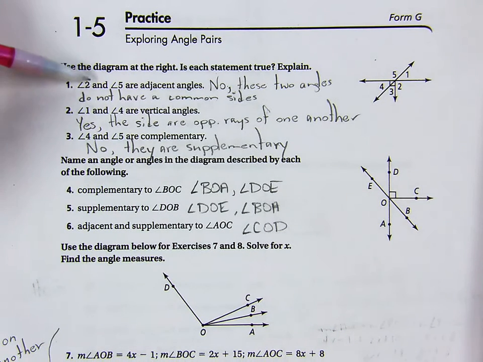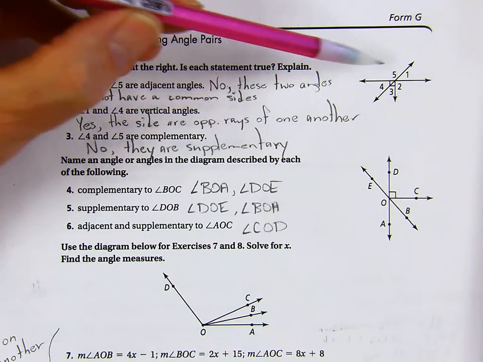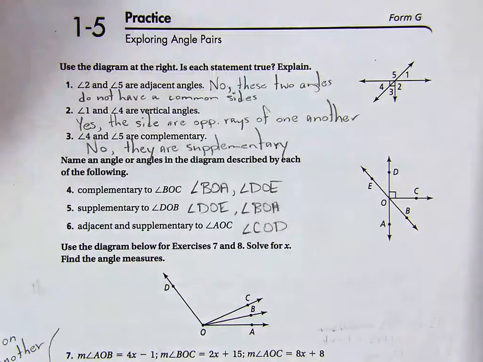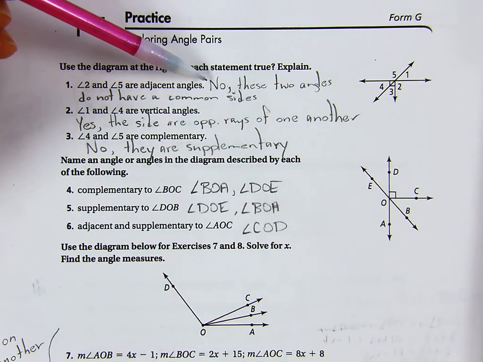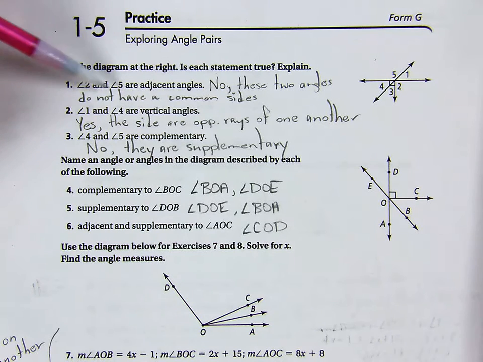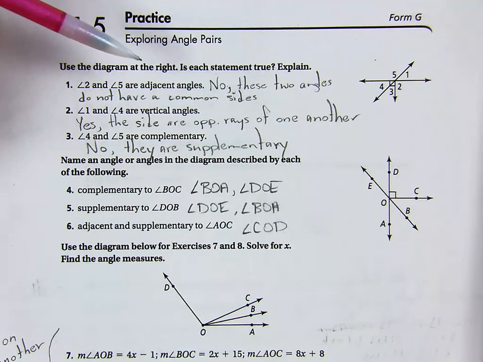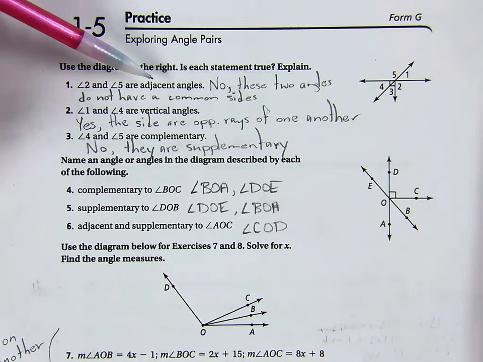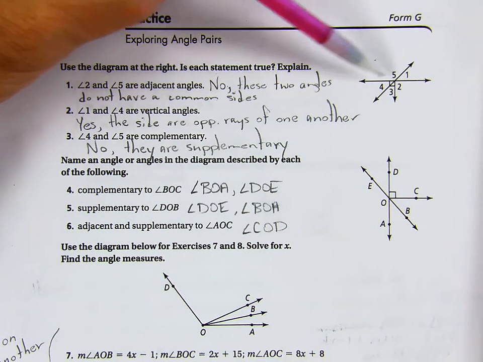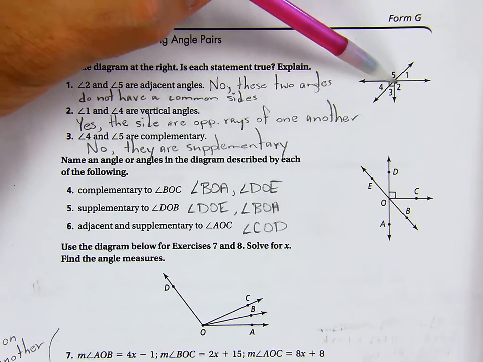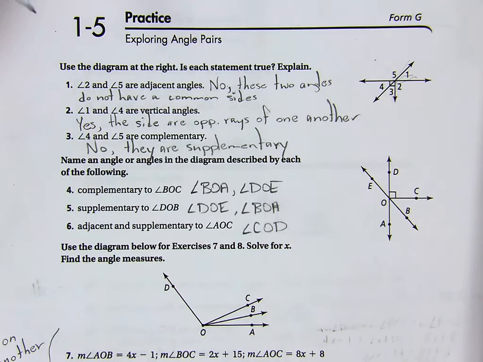All right, we asked: angle 2 and 5 are adjacent. 2 and 5, are those adjacent angles? No, they are not adjacent. Adjacent angles have three things: a common vertex, a common side, no common interior points. These two angles have no common side. So the sides of angle 5 are this ray and that ray. The sides of angle 2 are totally different rays, this ray and that ray. So no, those are not adjacent angles.